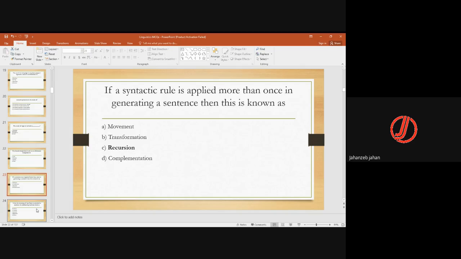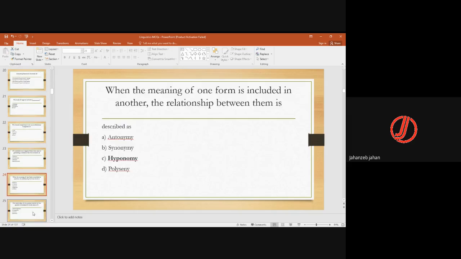If a syntactic rule is applied more than once in generating a sentence, then it is known as recursion. So this is a recursion in syntax, कि जिसमें एक सेंटेंस को जनरेट करने के लिए एक से ज़्यादा दफ़ा syntactic rule अप्लाई किया जाए.